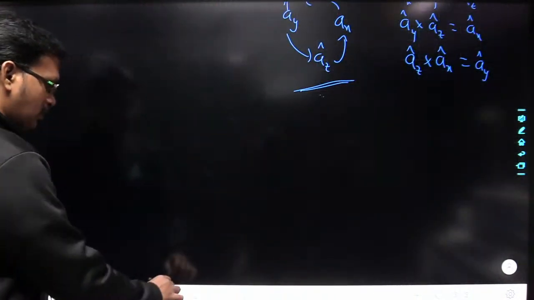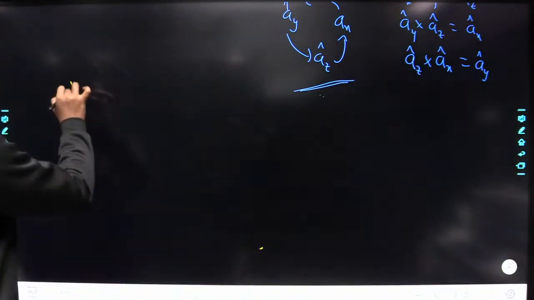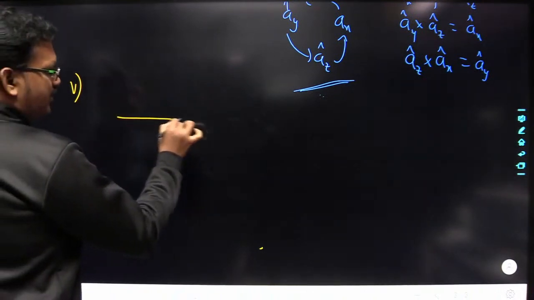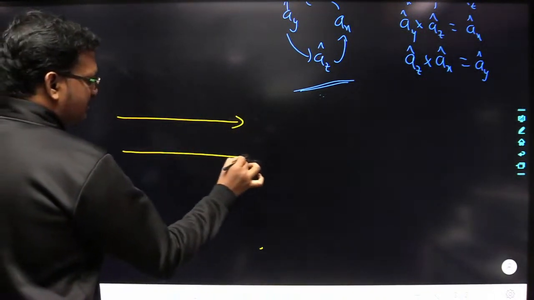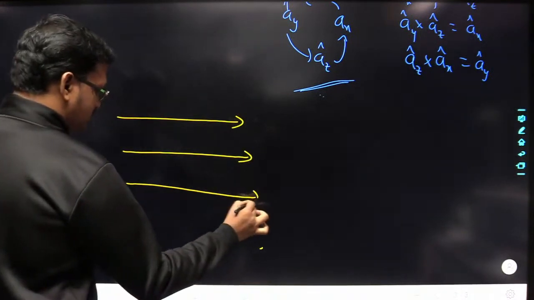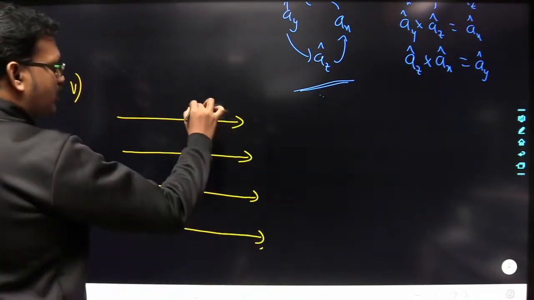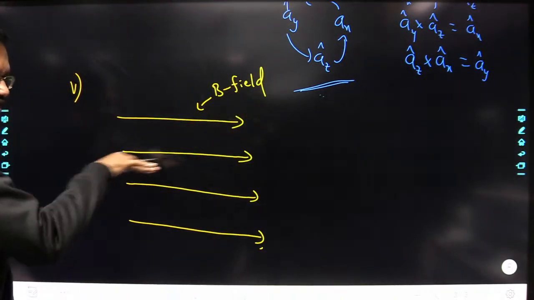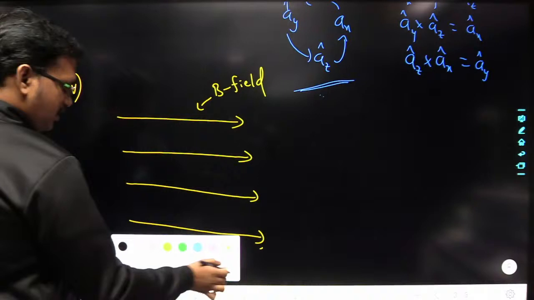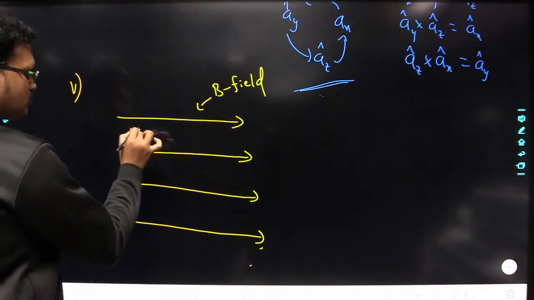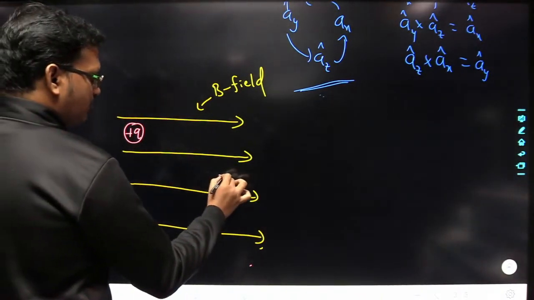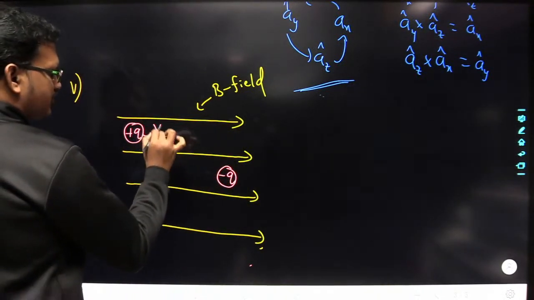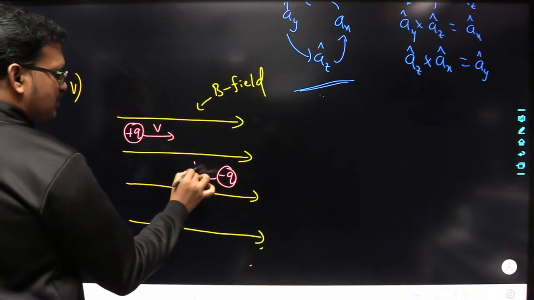Now last one here, see here. So fifth one. Now let us say here the B field I am considering in this direction. This is nothing but the B field. Now B field I am considering in positive x direction. Now let us say I have placed here plus q charge, and here I have placed minus q charge, right? Let us say minus q is moving with velocity v here.